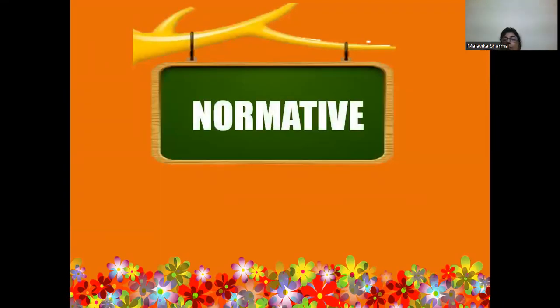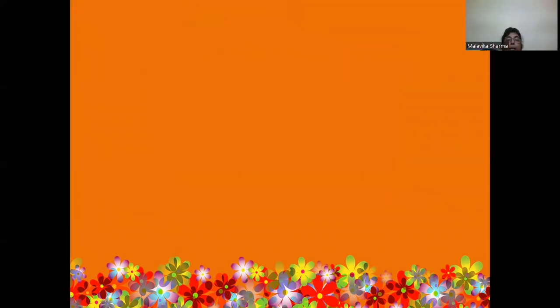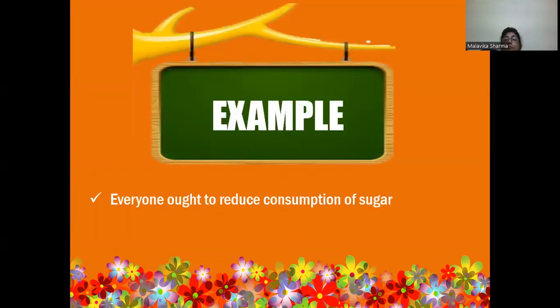Now let us go to normative ethics. The normative ethics are the principles or the rules that are laid down as to how people ought to behave in a particular situation. So the example that I gave for descriptive ethics, if I have to put the same example in normative ethics, I can state it in this manner. I can say that everyone ought to reduce the consumption of sugar. Now that is something which is right, because sugar is not healthy, and so therefore we have to reduce the consumption of sugar in order to remain healthy.